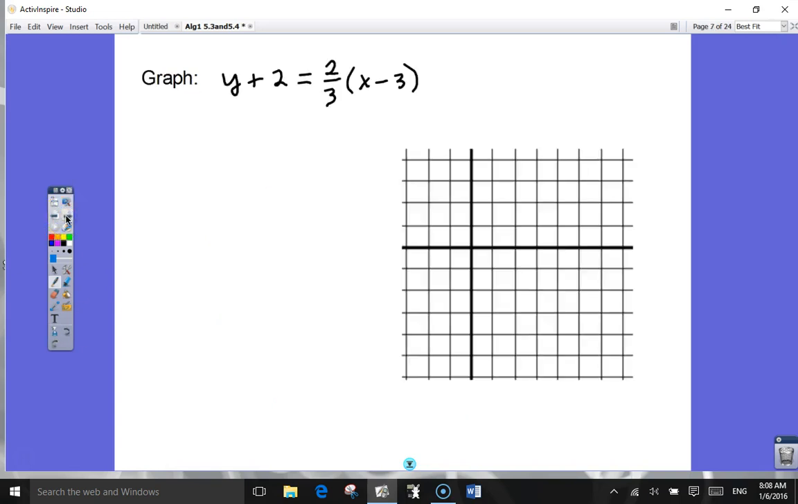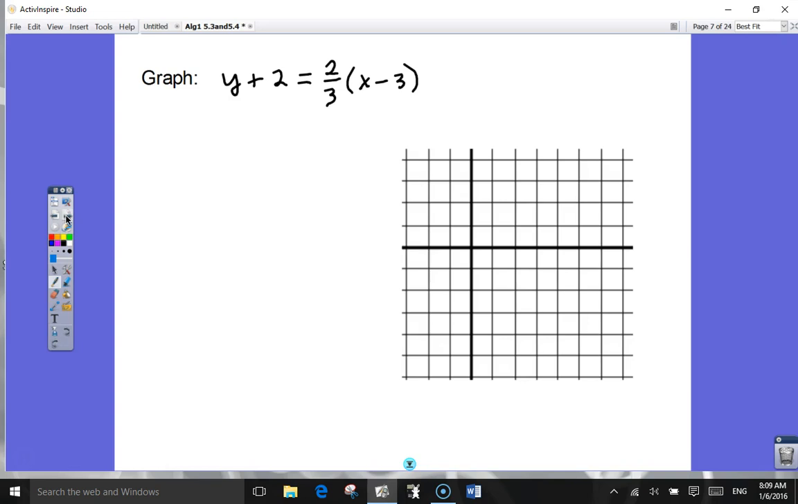Graph. So if you have something that's in point slope form, you ought to be able to graph it. Because as long as you know one point, right, it's not going to be the y-intercept, but it is a point on the graph, and you know the slope, which is telling you how to go from that point to another point, then there's your 2 points, graph a line. What's the slope of this one?